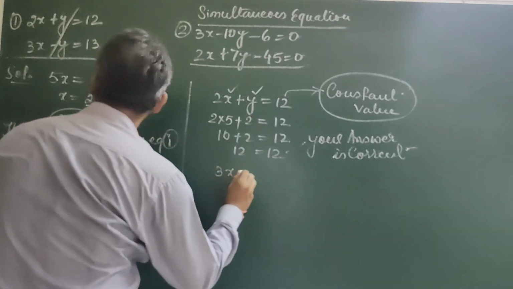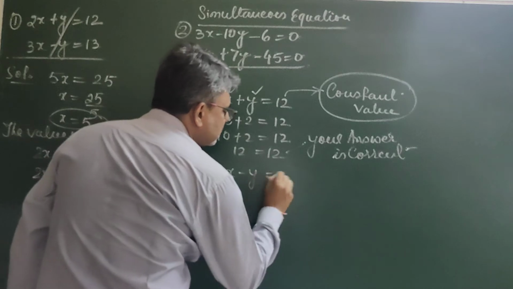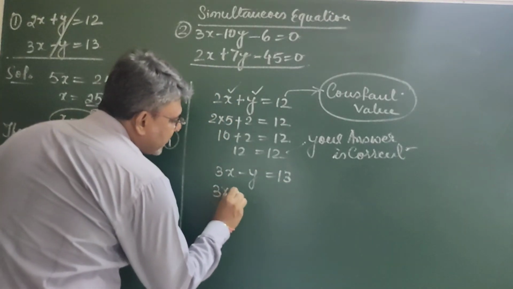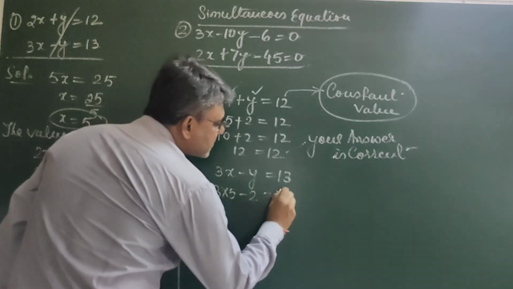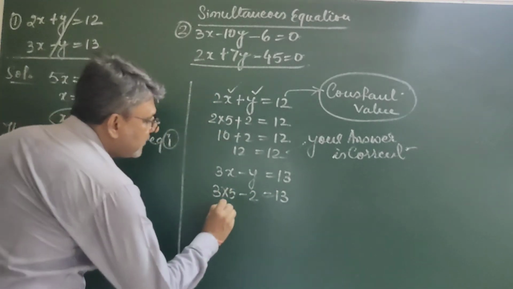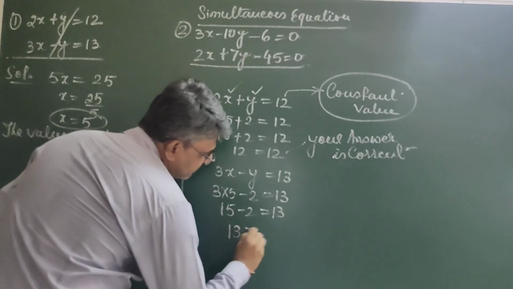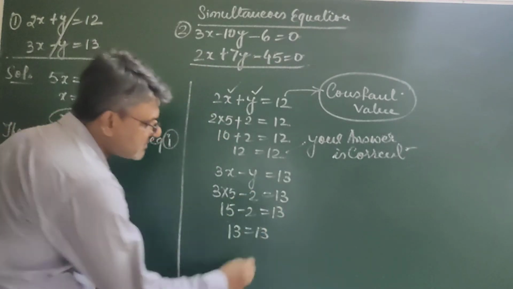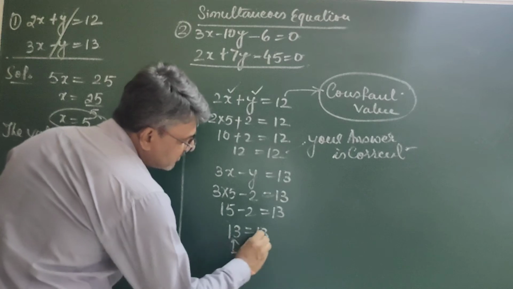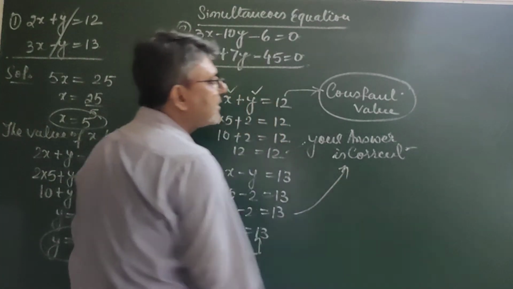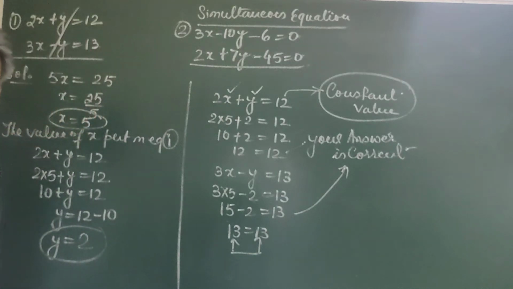3x minus y r equals to 30. Again 3 into 5 minus 2 r equals to 30. 15 minus 2 r equals to 30. Now 13 r equals to 30. Both are the same, left hand and right hand side of the equation both are the same. That means again your answer is correct.